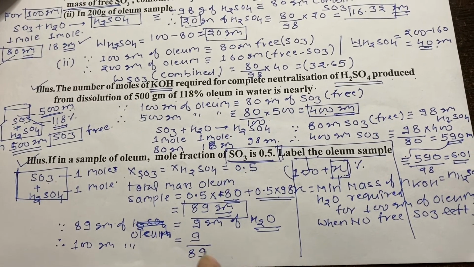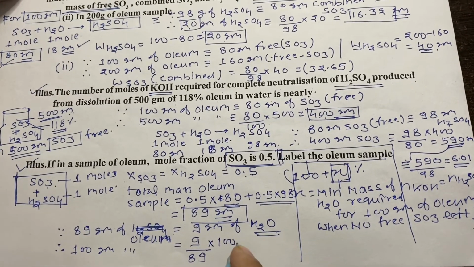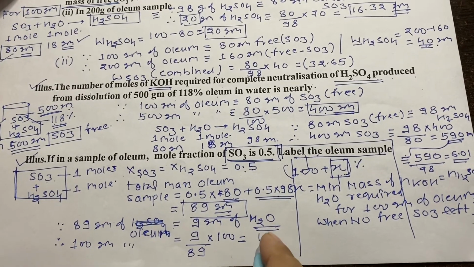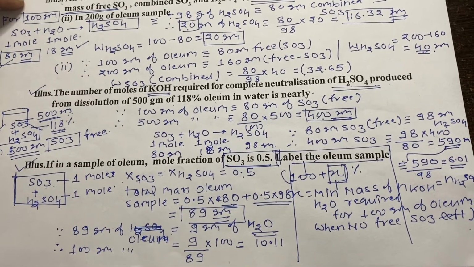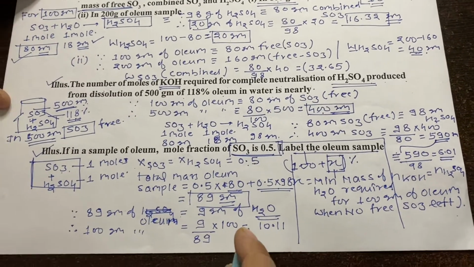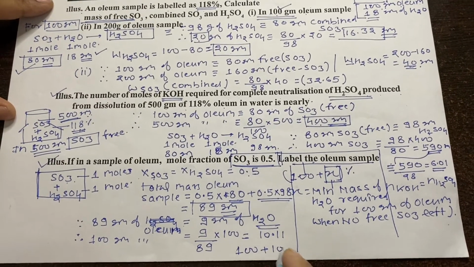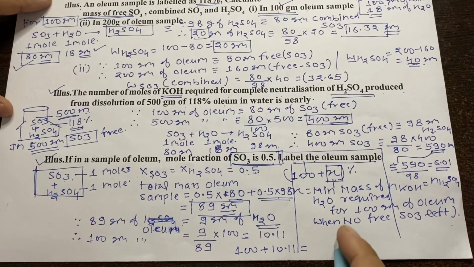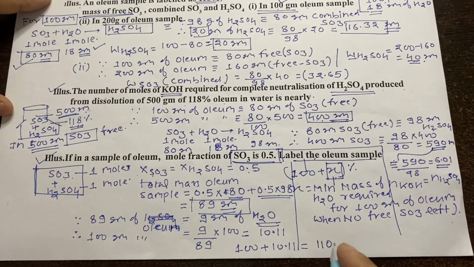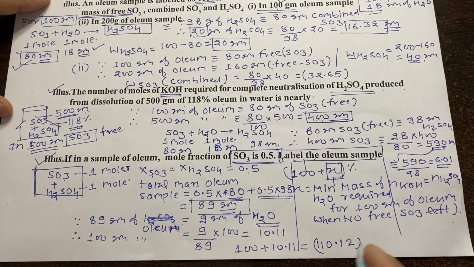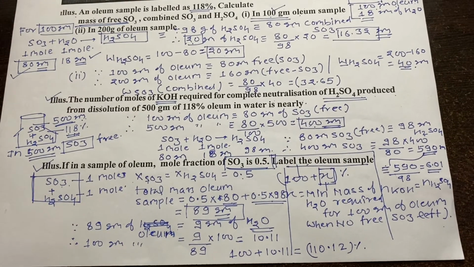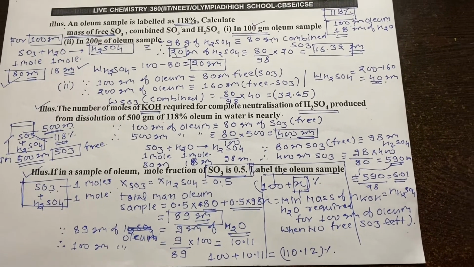This will be 9 upon 89 into 100. This will be equal to 10.11. So definitely this will be equal to 100 plus 10.11, that will be equal to 110.11%. So this will be the labeling of the oleum sample.